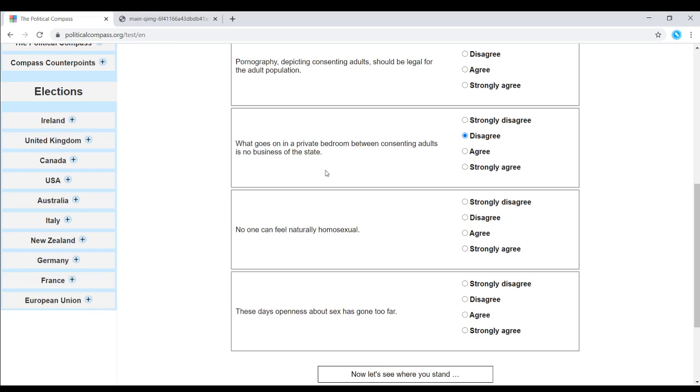But I don't strongly disagree with it because I believe a couple should have privacy in their own home. No one can feel naturally homosexual. Okay, so as Christians, this is often debated. I believe that since I'm a straight male who is not attracted to men in any way, I can't just all of a sudden decide one day, hey, I'm going to be attracted to men. So I believe that people that are, in most cases, attracted to men are naturally attracted to men. But I do believe that society in general has promoted it to a point where it has influenced some men to become gay.